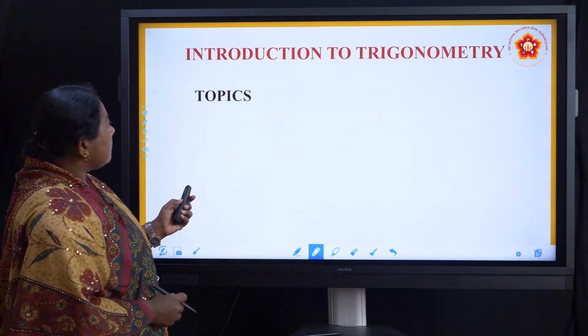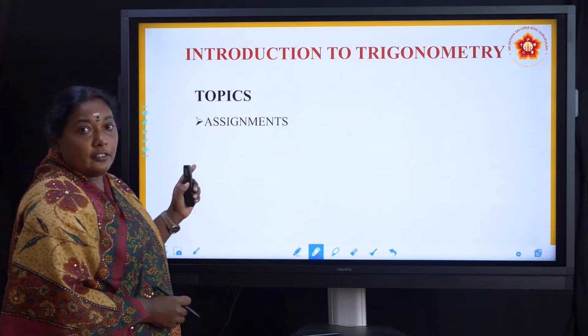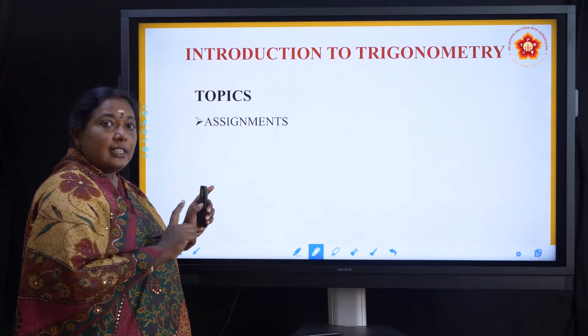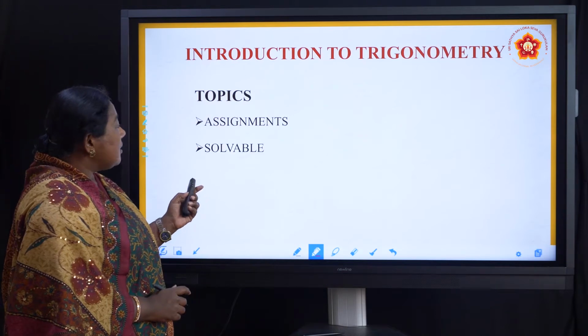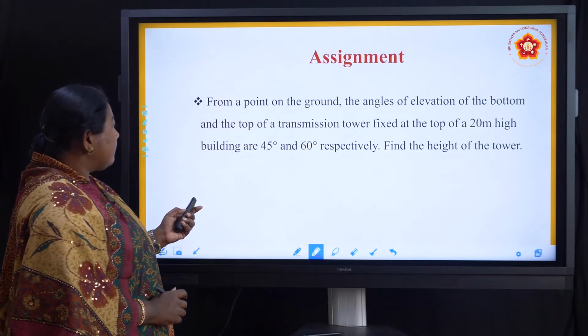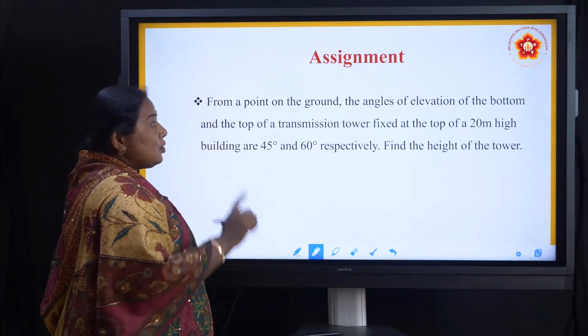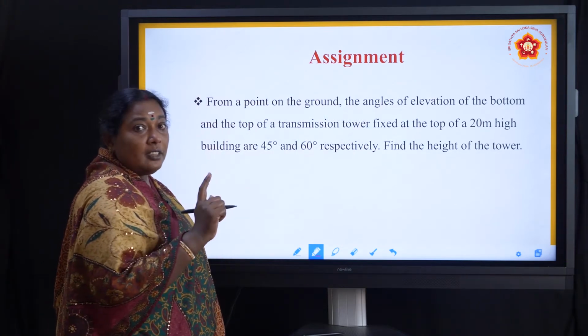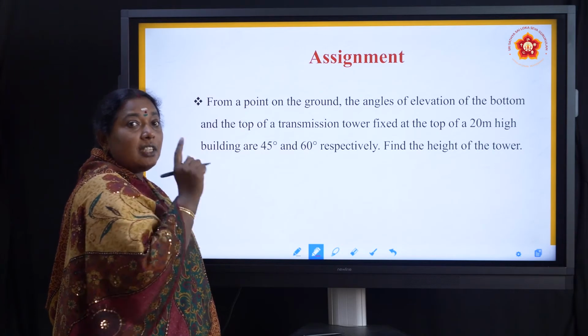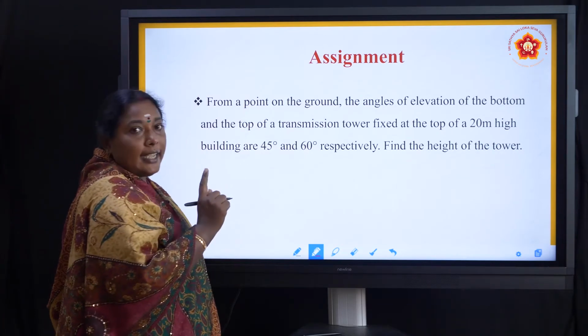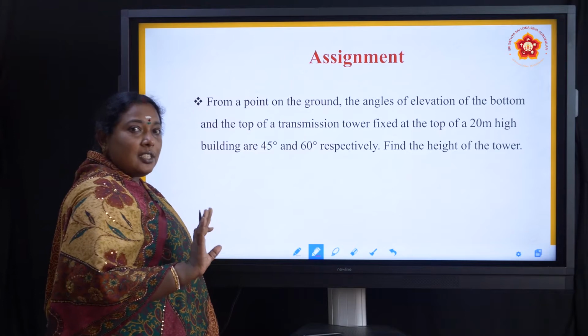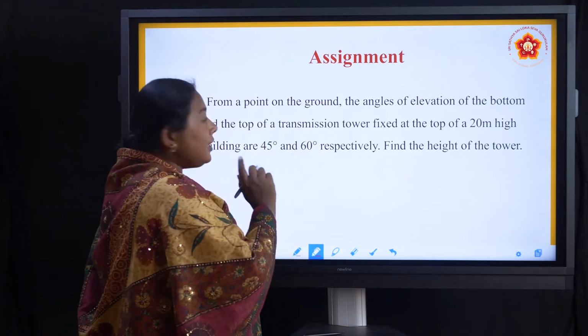First, today we are going to see the assignment which was given in the second session, and some solvables. First one, it's the assignment. So let us read the question. In this chapter, what is the important thing we have to do? Read the question carefully and draw the diagram. That is the important one. Calculation is very easy.